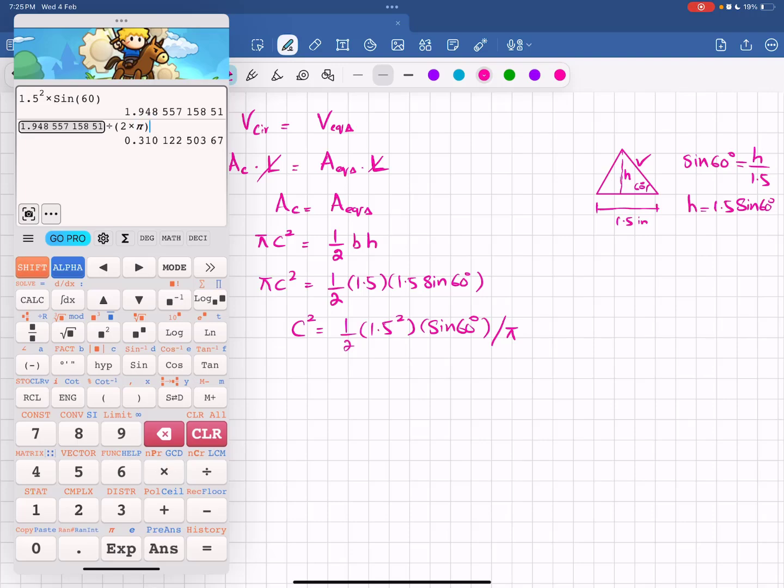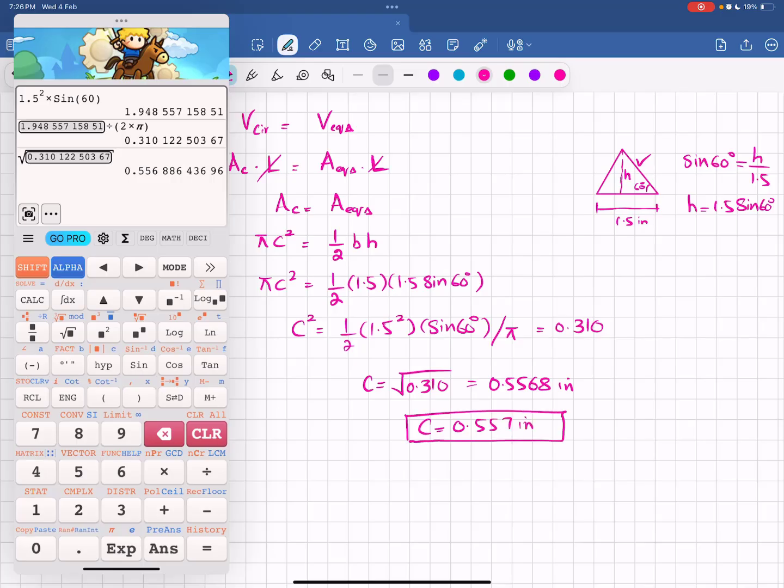Okay, so we will get this c square is 0.310. So c will be equal to under root 0.310. So I will take the square root of this answer. So you can see this is equal to 0.5568 inch, and c will be equal to 0.557 inch.